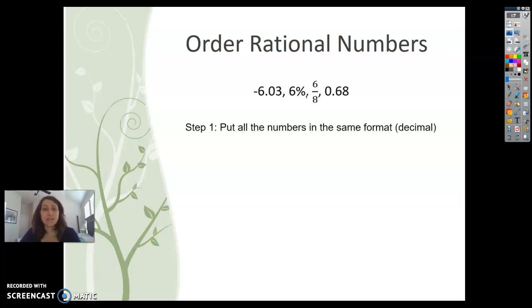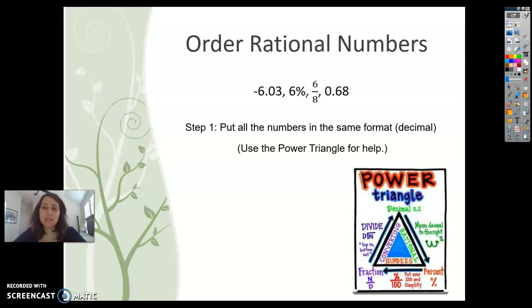So step one, we're going to put all the numbers in the same format. I prefer decimals. They're just a little easier to work with rather than making them all percents or all fractions. So I'm going to do that, and I'm going to use the power triangle that's in the resources in the class notes that Mr. Tice posted. Here it is again. And maybe try to remember what it looked like hanging on the wall in the classroom.